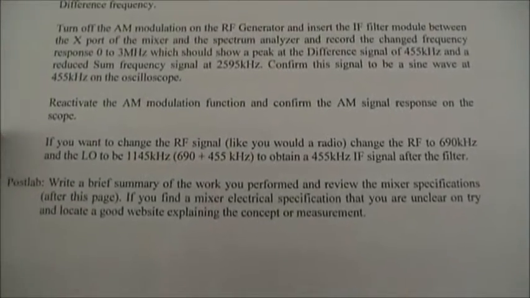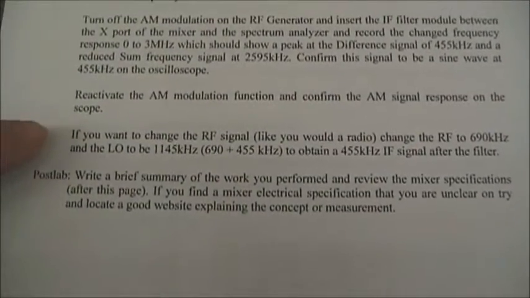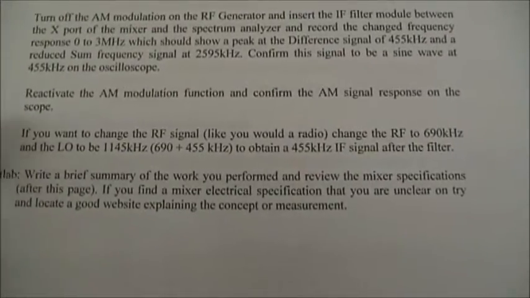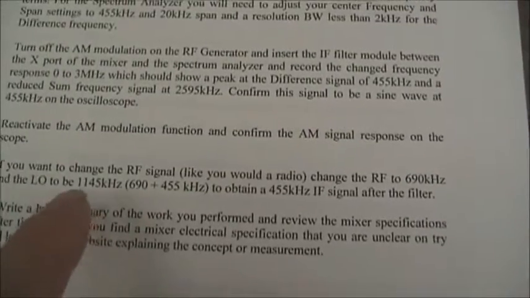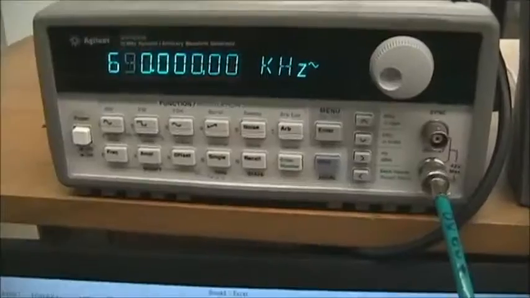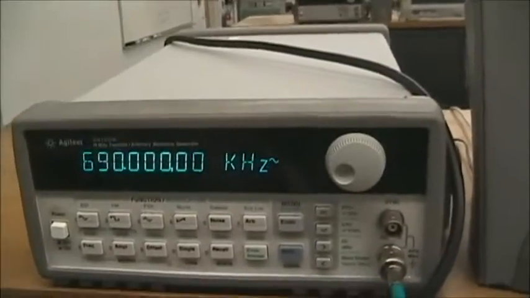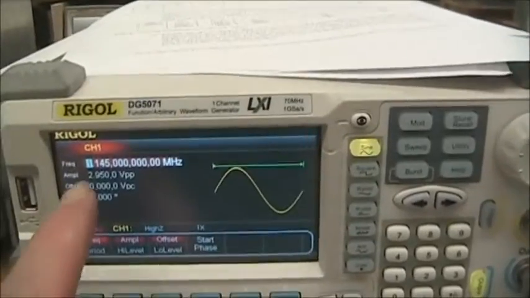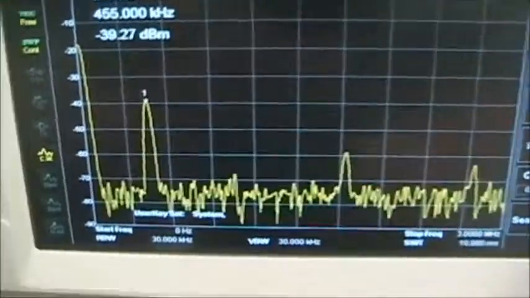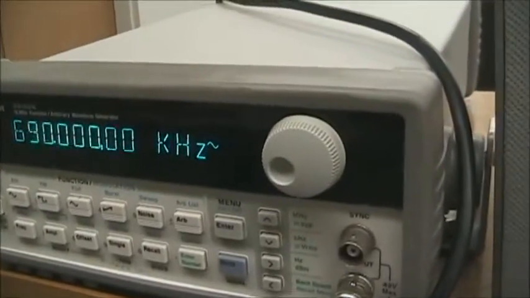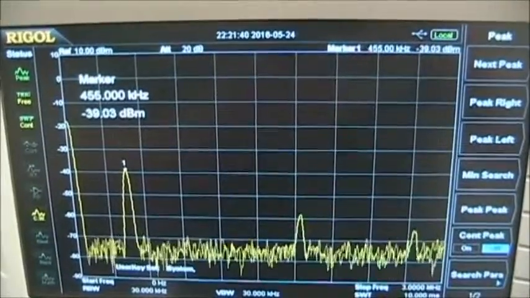For this final section of lab, if you want to do what a radio does, you can change your RF signal, such as to 690. In that case, the local oscillator would have to be 1145 kilohertz. So with 690 kilohertz on my RF signal, my local oscillator is now 1145 kilohertz. And when I go back to the frequency spectrum, I see the peak signal again at 455. So although I've changed the local and the RF, the difference product stays the same.